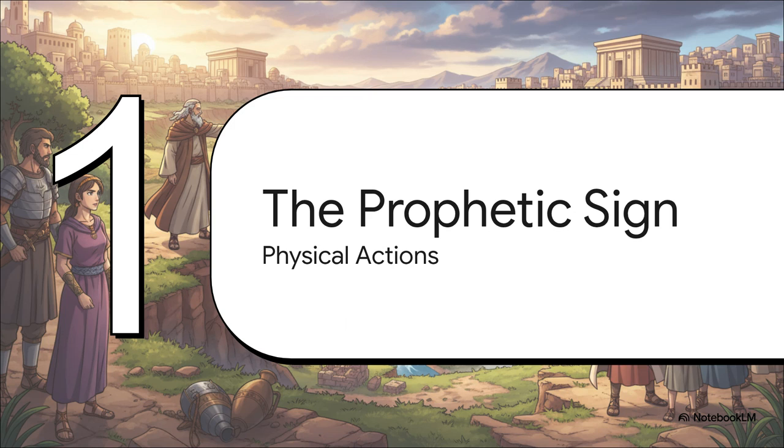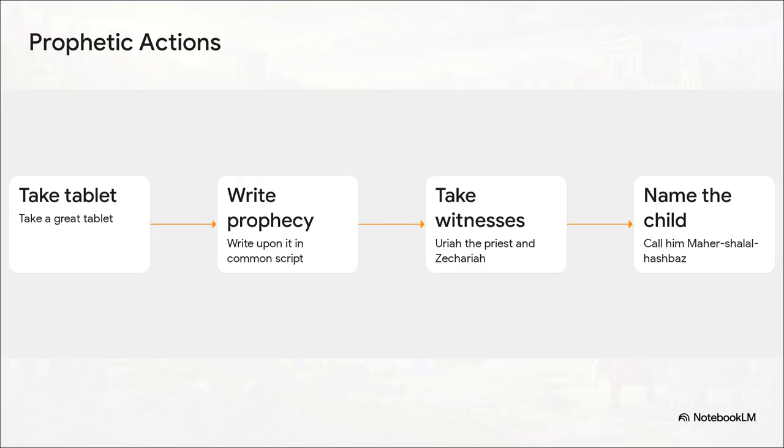Moving on to section 2, the prophetic sign. Let's break down the chronological actions right at the start of the chapter, in verses 1 through 3. First, the Lord says to Isaiah, "Take thee a great tablet, and write upon it in common script." This isn't some secret diary entry. This is a public, highly visible action intended for literally everyone in the street to see and understand clearly.